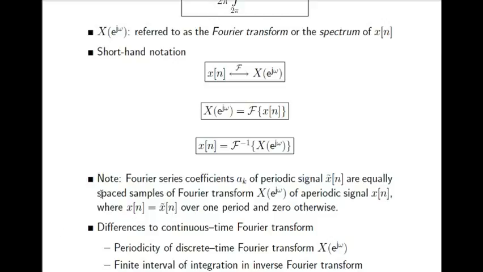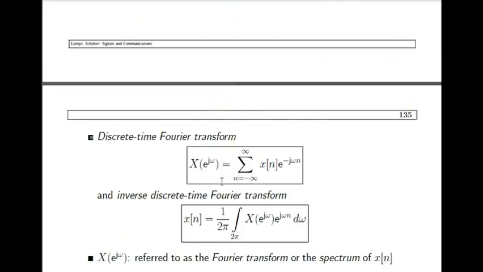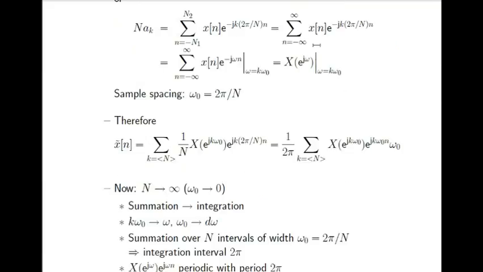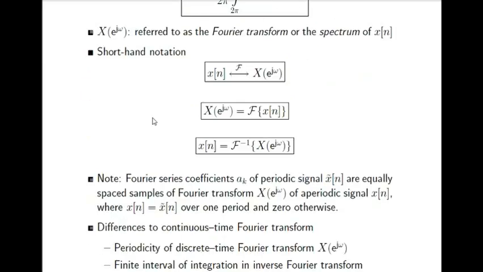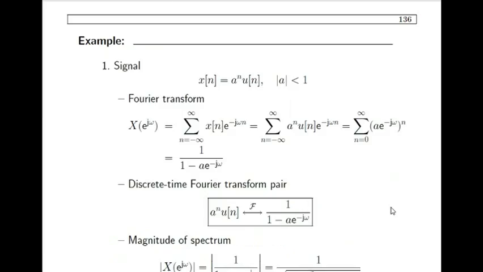One more thing to note is that the Fourier series coefficients ak of the periodic signal x bar n are equally spaced samples of the Fourier transform x of e to the power j omega. As you can see here, ak are the equally spaced samples of x of e to the power j omega, and x of e to the power j omega is the Fourier transform of the aperiodic signal x of n. Now let's see some examples.